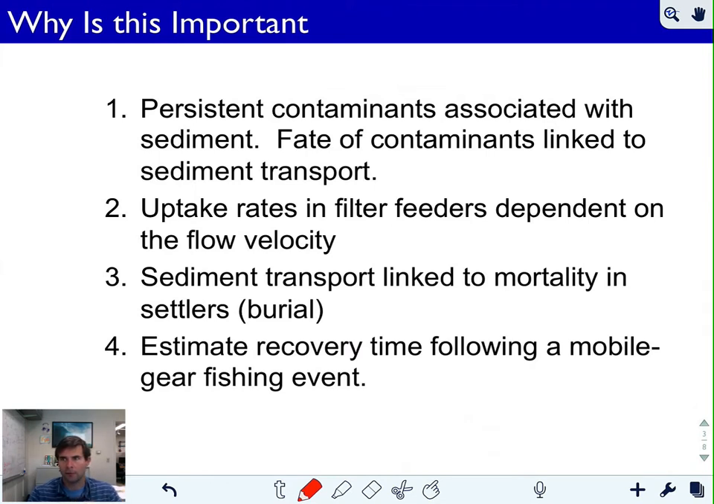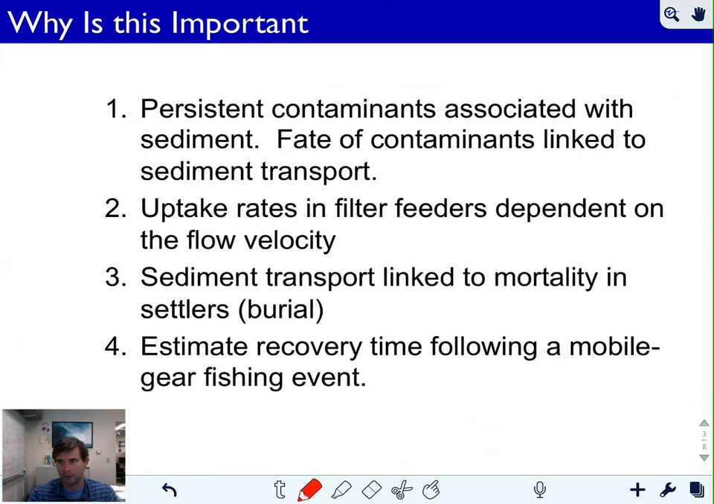We have filter feeders that live on the bottom, and some of them live in a relatively harsh environment. Their ability to filter is influenced by the flow velocity, and the sediment transport is also influenced by the flow velocity. So you have this relationship where if the sediment transport gets too strong, the filter feeding shuts down. They're unable to basically exclude the food from the particles using their normal mechanisms.